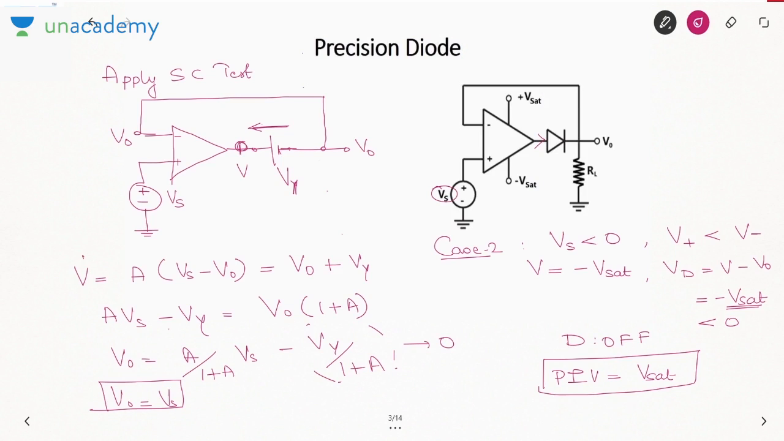and that will increase your cost. So what is the advantage of the precision diode? That we are realizing an ideal diode. What is the drawback? That the diode has a higher value of peak inverse voltage, which can lead to an increase in cost or breakdown. Okay, so let us move on.